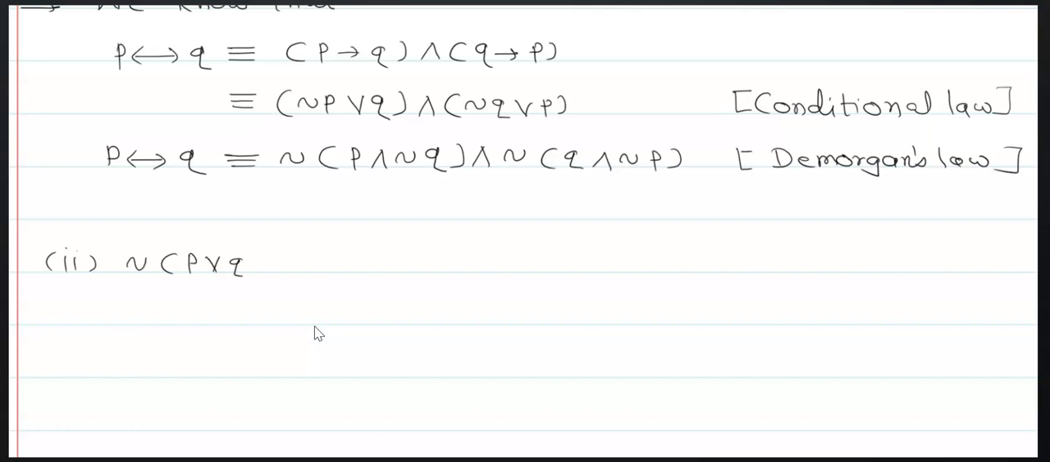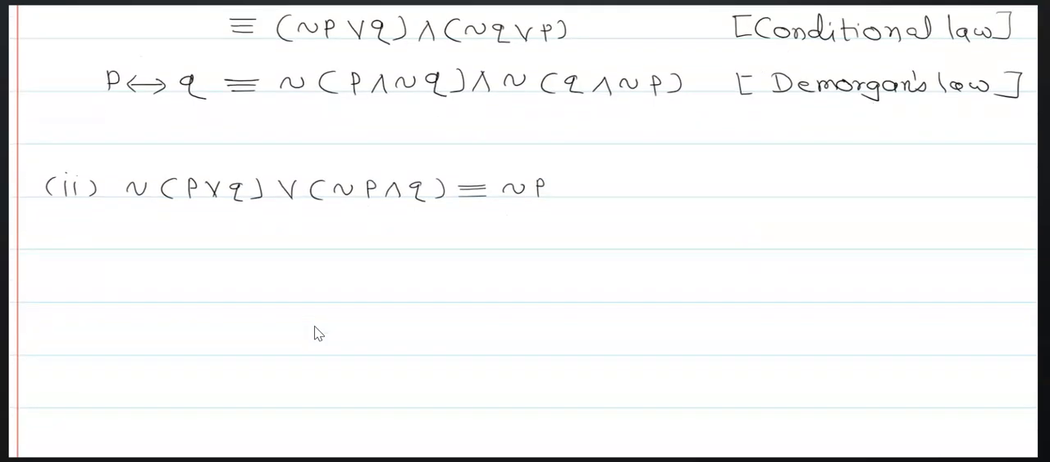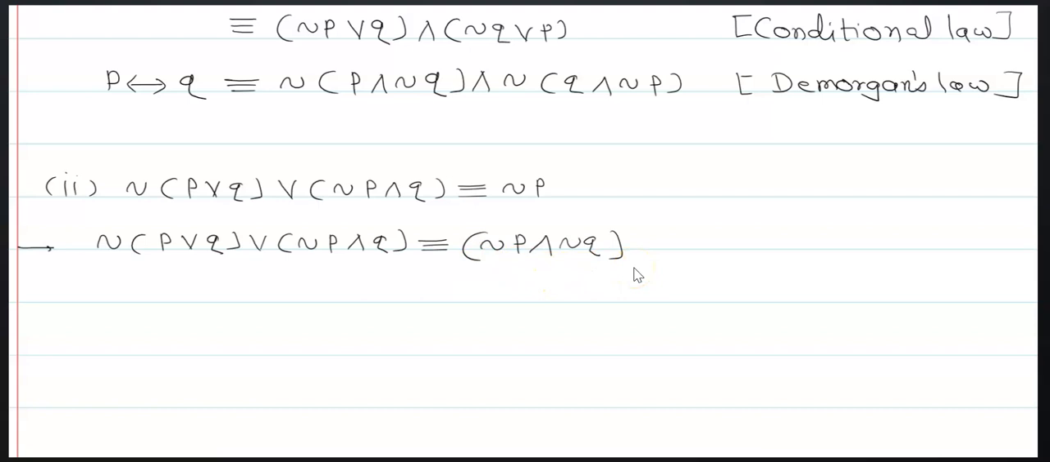Next is negation of P or Q or negation of P and Q. That is equal to negation of P or Q or negation of P and Q. Apply the negation sign to the first bracket, then it will become negation of P and negation of Q, or negation of P and Q.